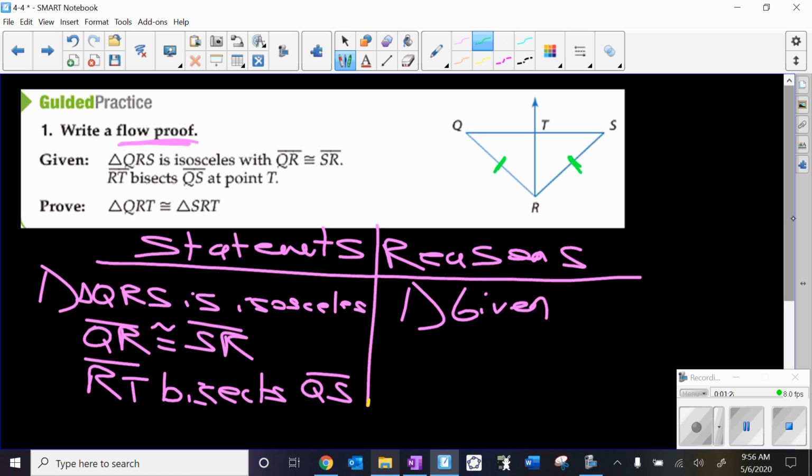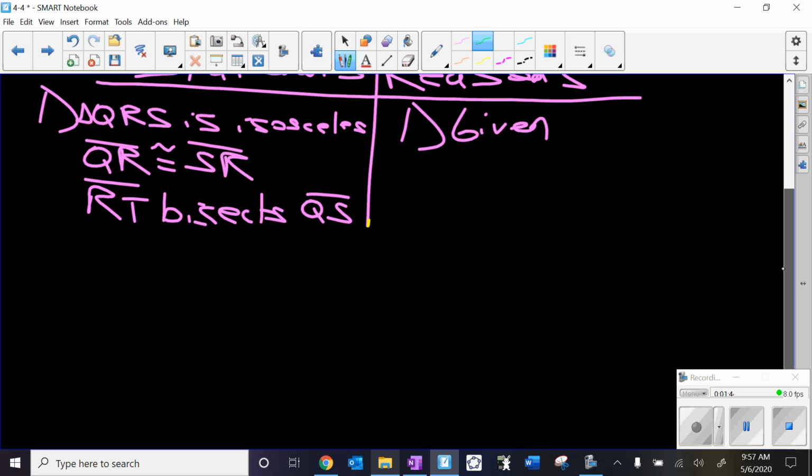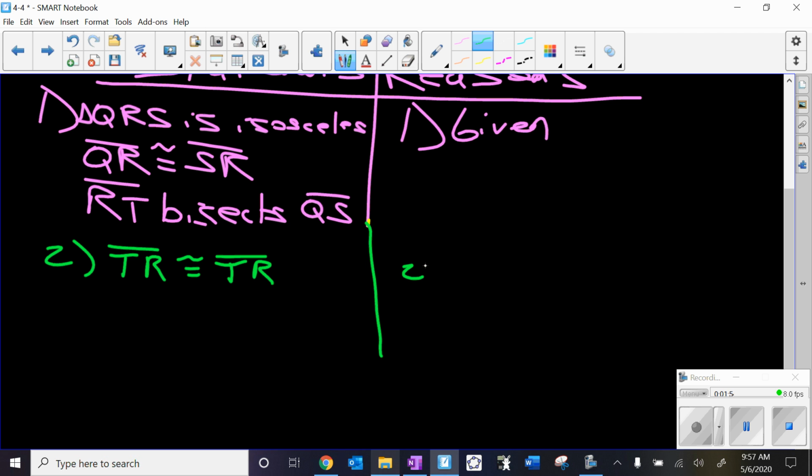One of them that I see is the one that's splitting right down the middle between the two triangles. If I'm trying to get triangle QRT congruent to SRT, QRT is over here, SRT is over here. I see that segment TR is part of both triangles and is therefore congruent to itself. We're going to say TR is congruent to TR by the reflexive property.